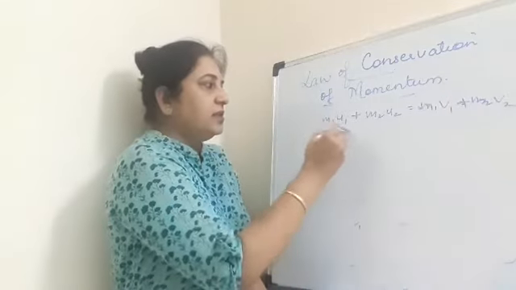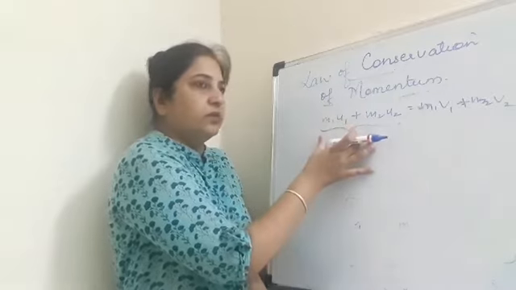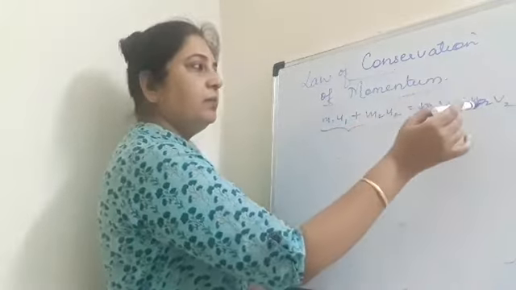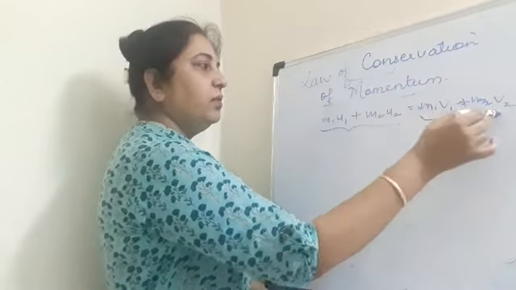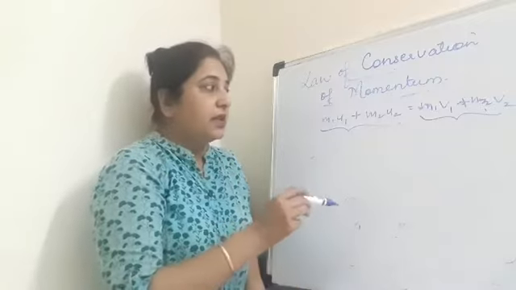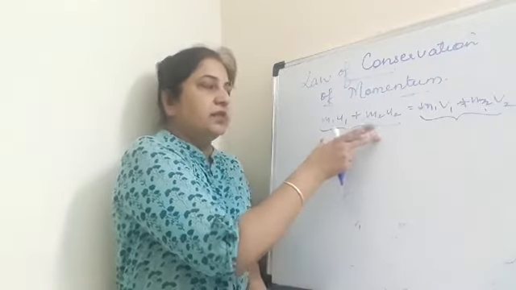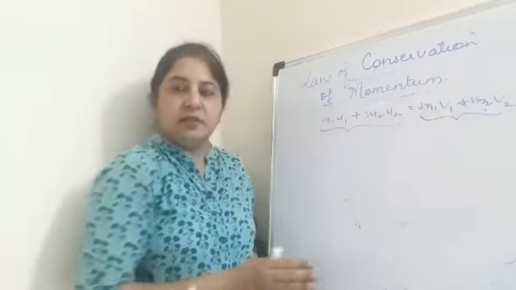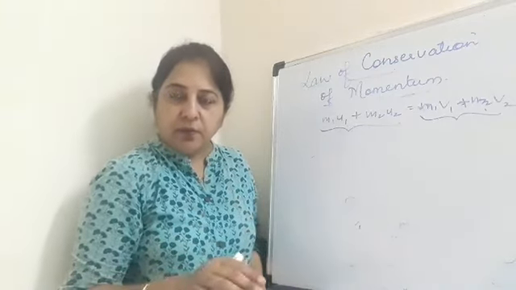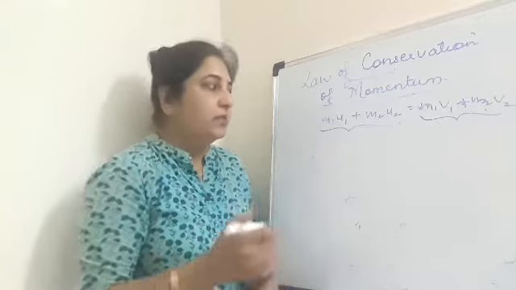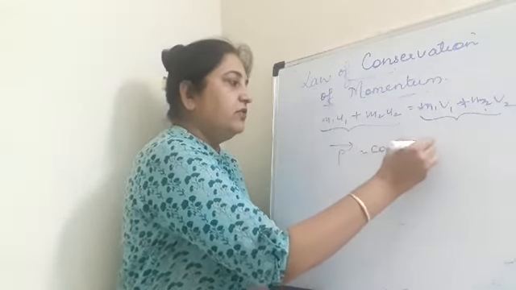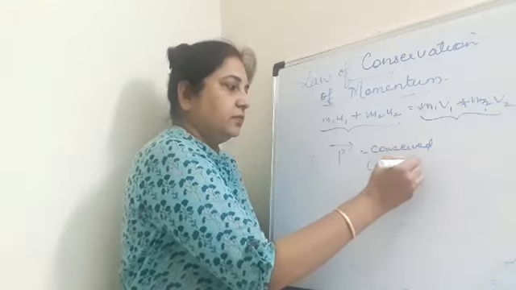So what is this? This is the total momentum of the two objects before the interaction. And what is m1 v1 plus m2 v2? This is the total momentum of the two objects after the interaction. So this law says that the total momentum before and after the interaction remains the same, if no external unbalanced force is acting on them. And therefore the momentum remains conserved. Conserved means no change.